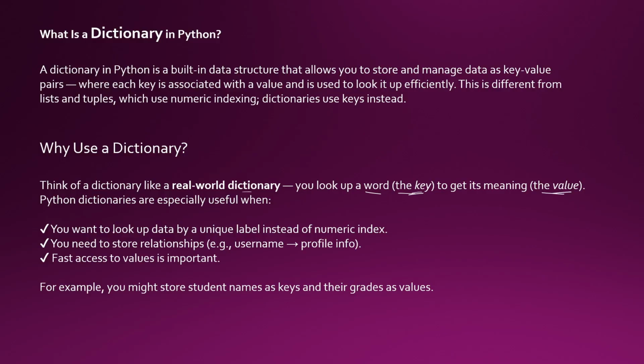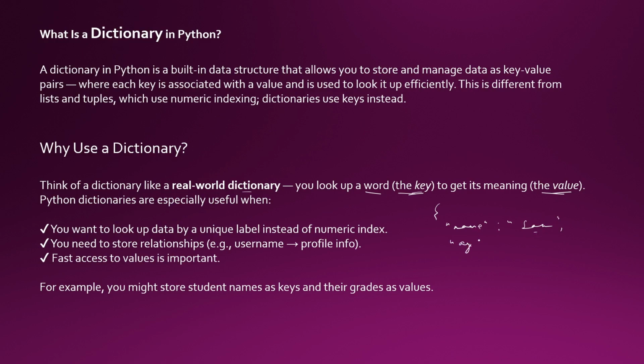Python dictionaries are especially useful when you want to look up data by a unique label instead of a numeric index. As I told you, a dictionary doesn't have any index value, so we can find the data using its label, that is the key. You need to store a relationship, like username and profile. In a dictionary, most of the time we create relationship-type data, like name: Sam. Here name is the key, and Sam is the value.